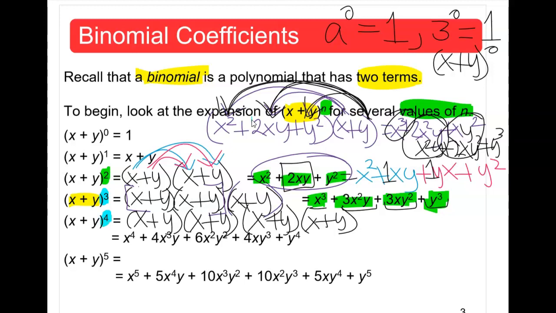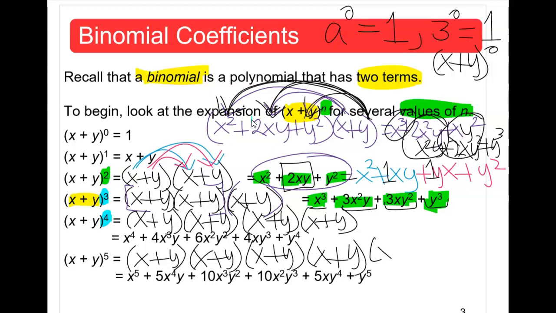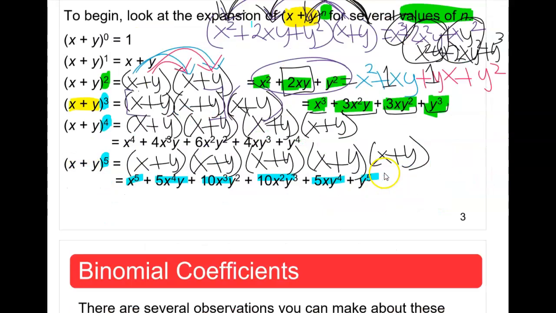So just one more time, x plus y to the power 5, we will have x plus y times x plus y times x plus y times x plus y times x plus y. And so that is 5 times multiplied by itself. And the answer is down here. We have 1, 2, 3, 4, 5, 6 terms. And that will be the answer for the expansion of the binomial x plus y to the power 5.